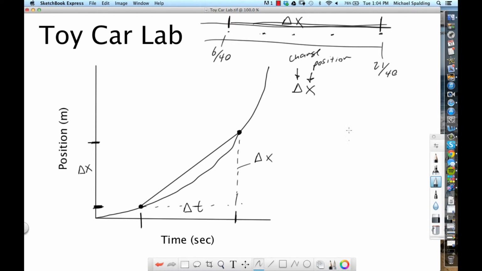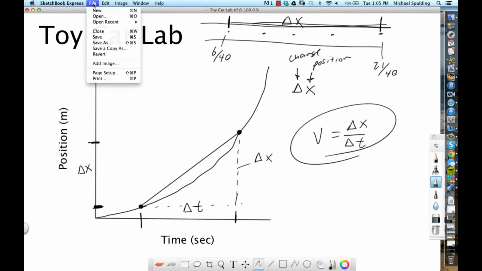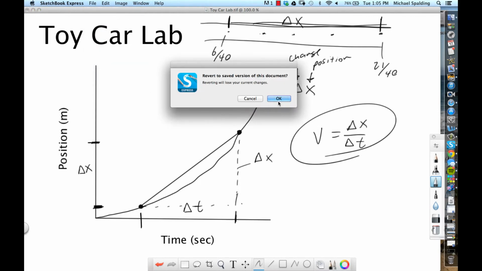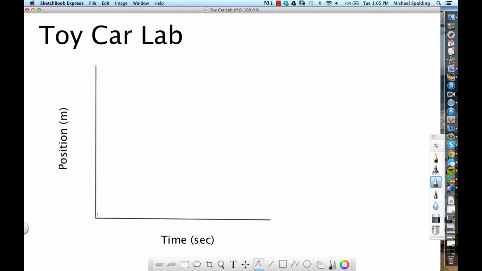15/40ths. So basically, velocity is displacement over time. Okay? That's number 5. Number 6, from the graph created at number 2, determine the instantaneous velocity at 25/40ths. So now we're looking at instantaneous velocities. So let's say that right here is 25/40ths.